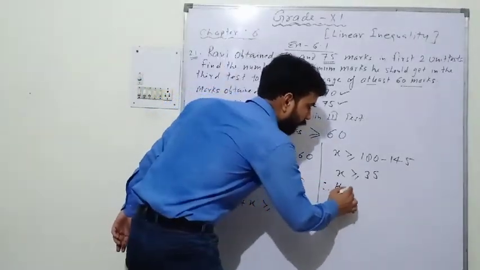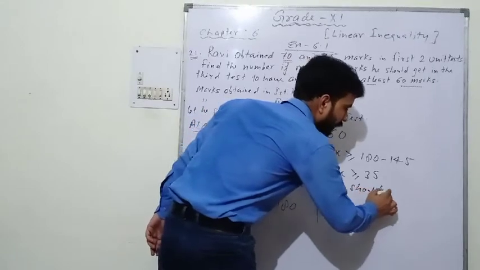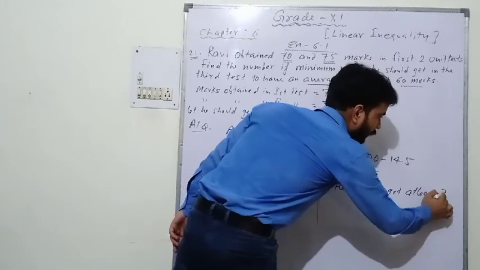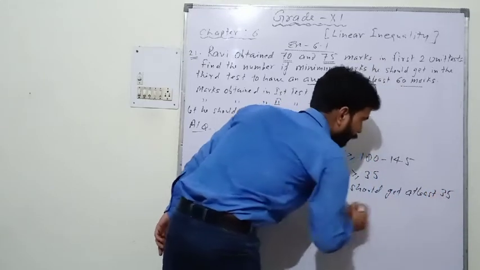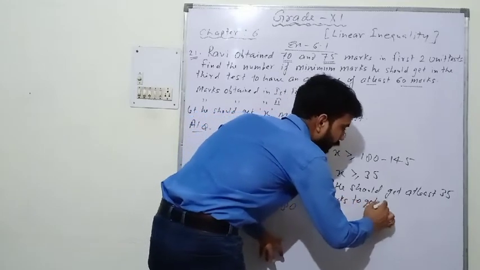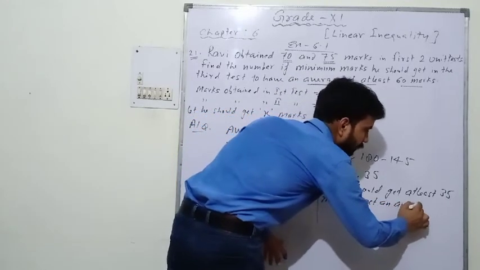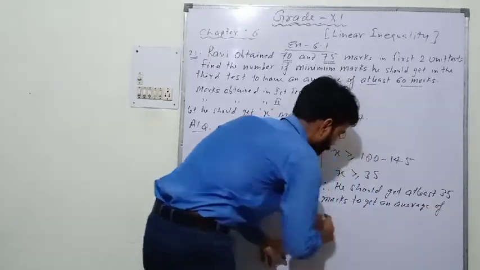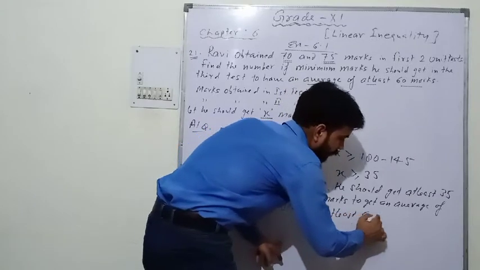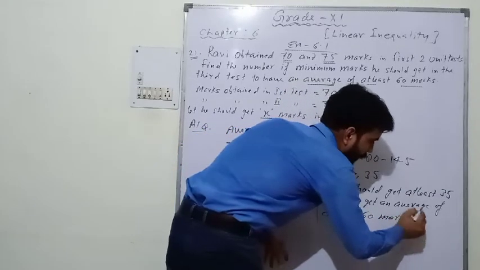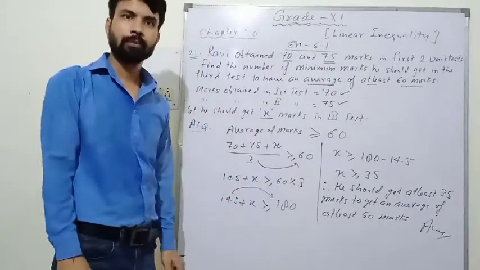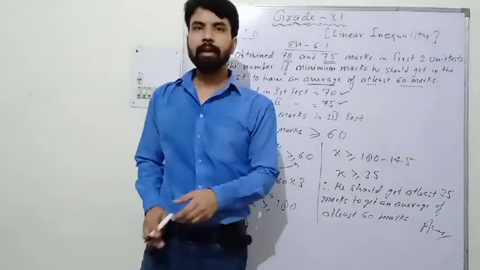Hence he should get at least 35 marks to get an average of at least 60 marks. So this is our answer. Hope it is clear to everyone. Understood? Okay, now I am explaining you the next question.